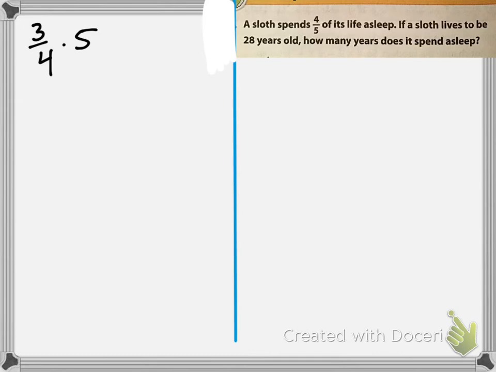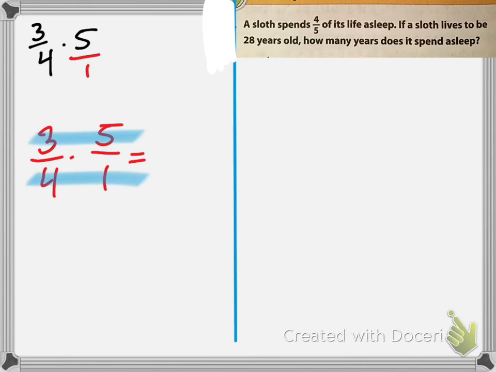Let's look at this one. Here, I've got 3/4 times 5. We make it 5/1. 3/4 times 5/1. Nodding or shaking our heads. Can I simplify these? Do any of them share a greatest common factor? No. So Lila, we're going to multiply across.